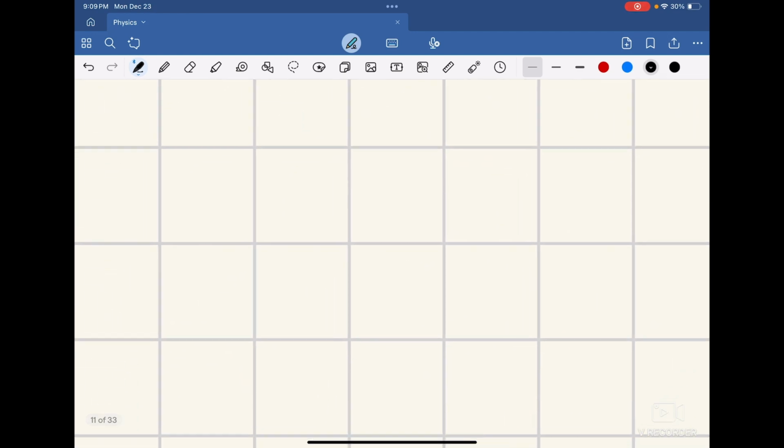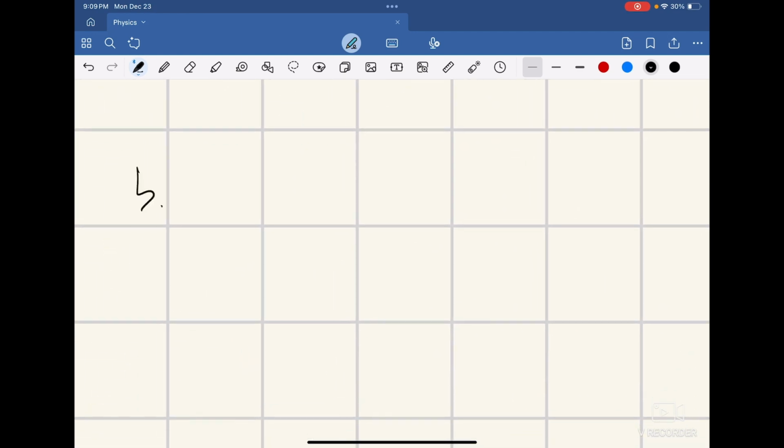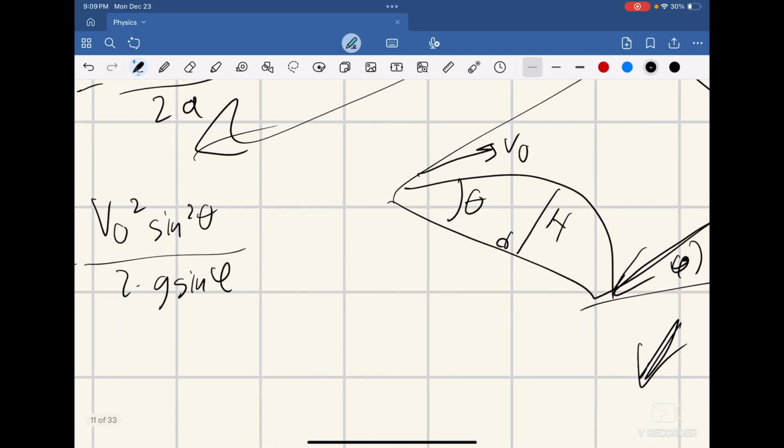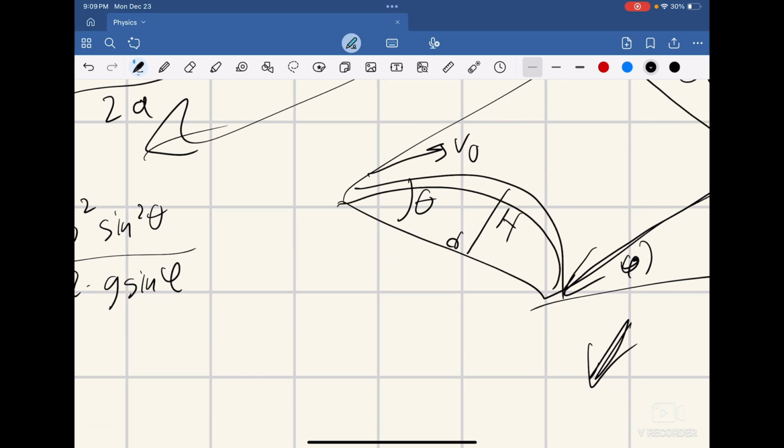And for part B, we are asked to suppose the angle theta to reach the target were known. Considering the horizontal motion, how long would it take to reach the target? So we are asked to find the time it requires to go through this entire motion.